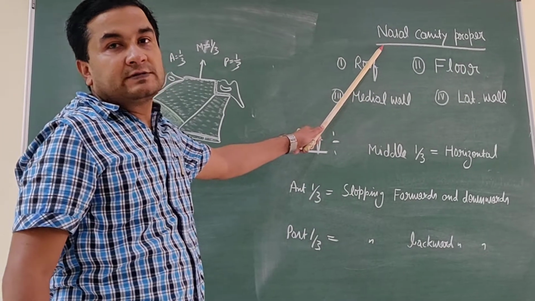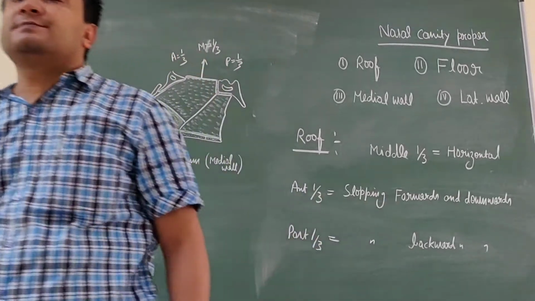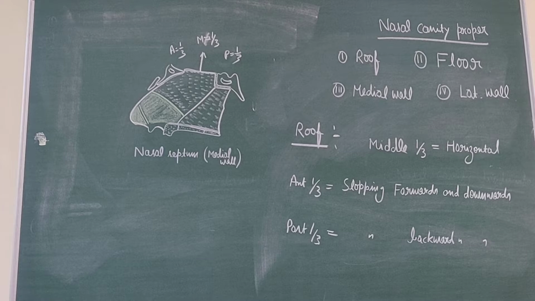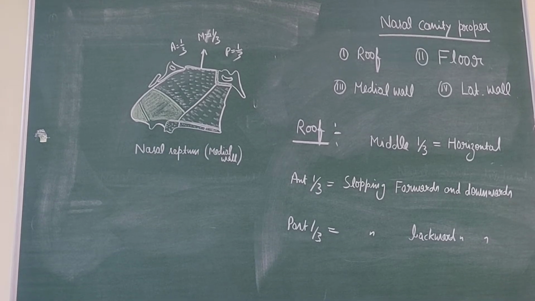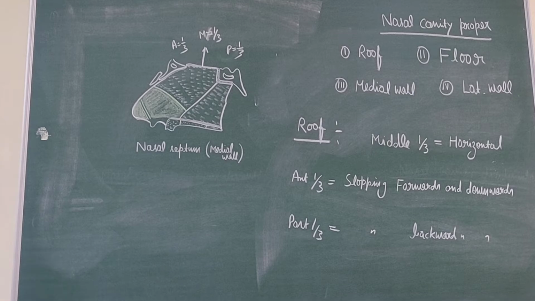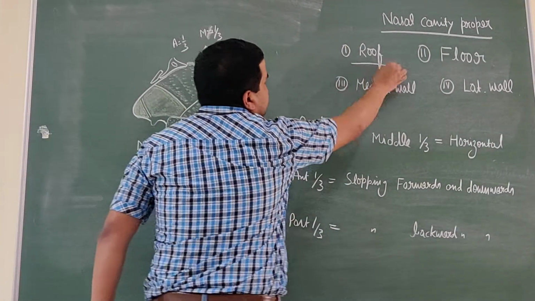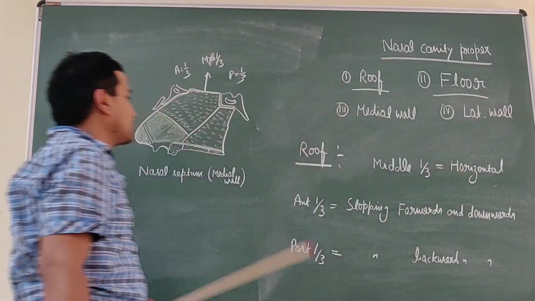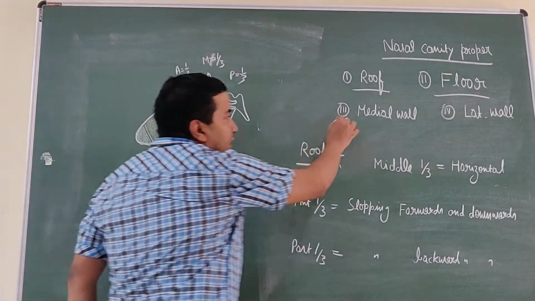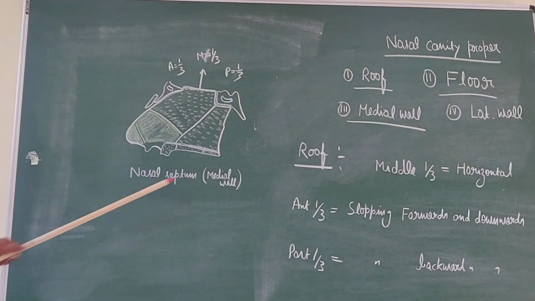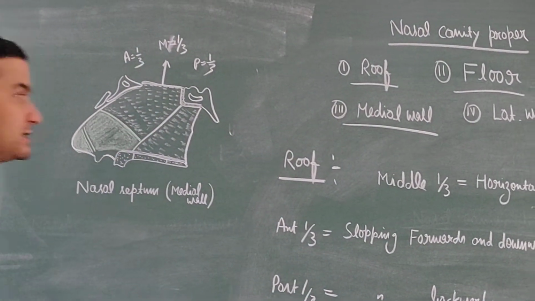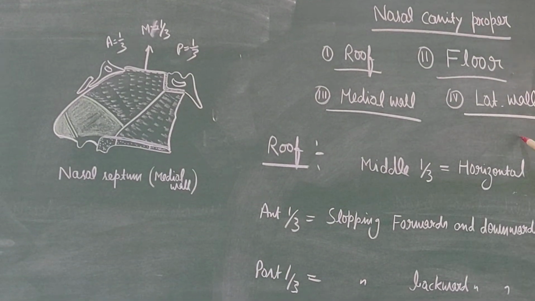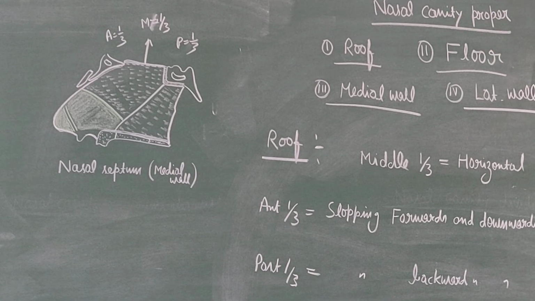Now after the vestibule, it is the nasal cavity proper. This is the largest, posterior part of the nasal cavity, and it has boundaries: the roof, the floor, the medial wall (this is the sagittal section), and the lateral wall. These are the four boundaries of the nasal cavity proper.